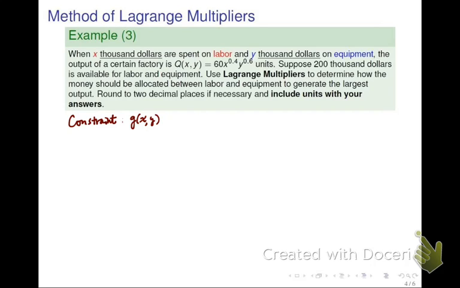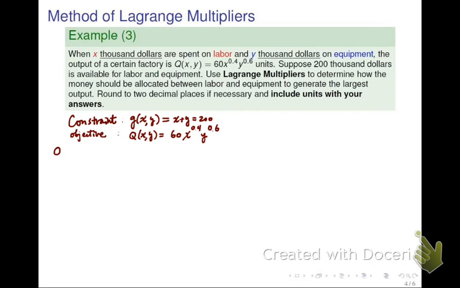So if X represents the $1,000 amounts on labor and Y is the amount of dollars we can spend on equipment, then the sum of those two should be 200. So the first thing we're going to write down is the constraint function. Remember, we used the notation g of x, y to represent that. So g of x, y should be equal to x plus y equals 200. The second thing I'm just going to do is write down the objective function, which is the q function. Make sure that you don't copy things wrong.